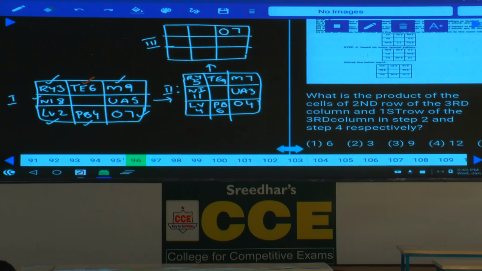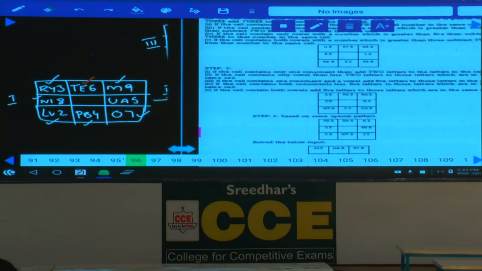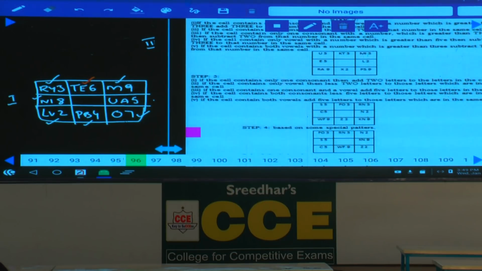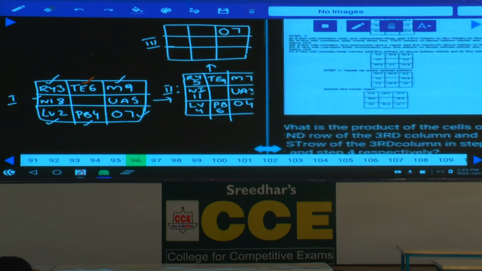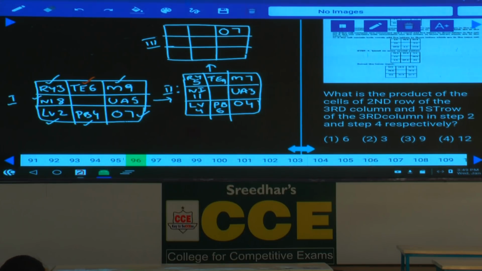Then what is the second rule here? If the cell contains only one vowel, then subtract 2 letters from the letter in the same cell. In this one, O4. To this O4, O minus 2 is M, and the number as it is, M4 will be the answer, isn't it? M4.